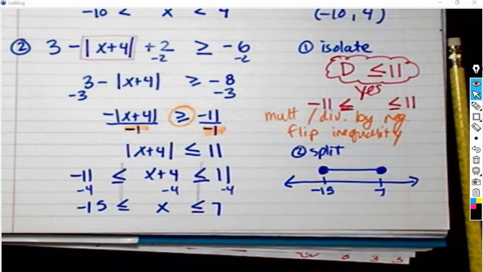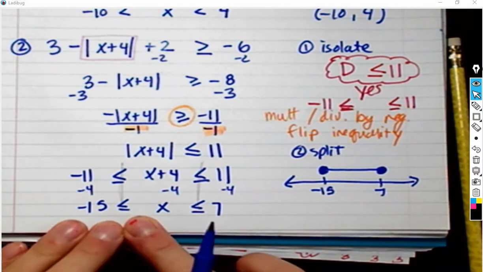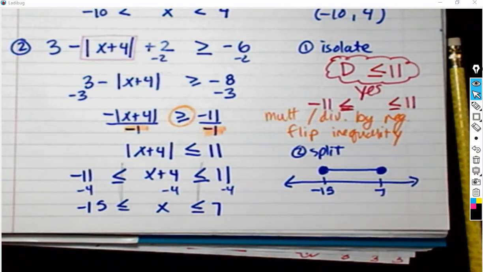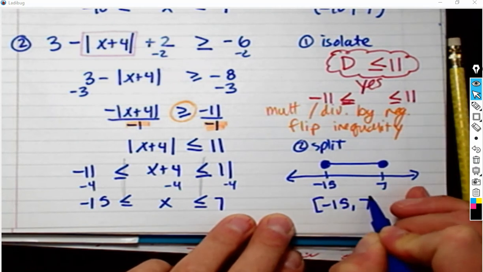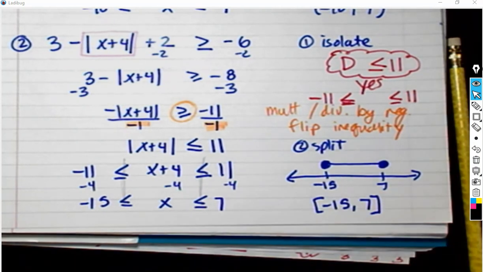Okay, another volunteer. How do I do the interval notation for this inequality or graph? Would it be the brackets, negative 15 and then 7? Oh, fantastic. Okay. It's all about the thinking that happens on how you set these things up. All right.